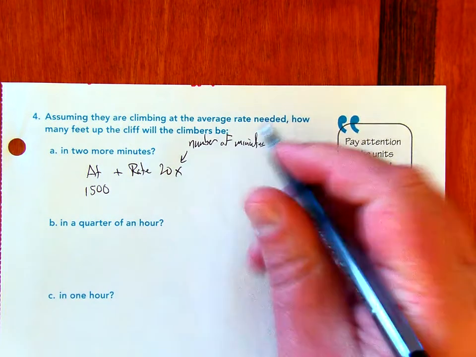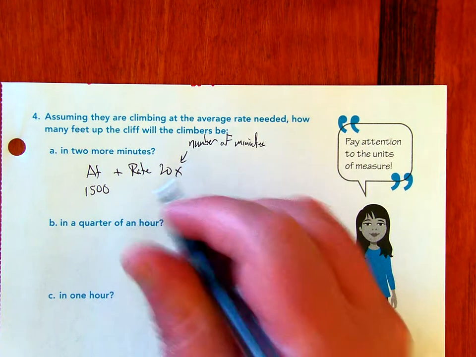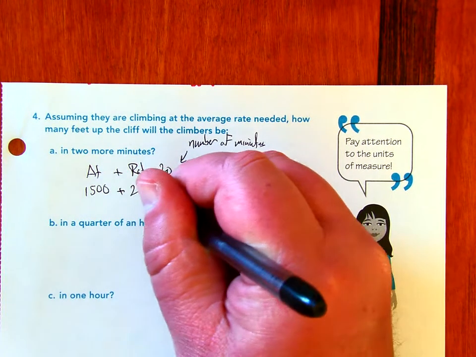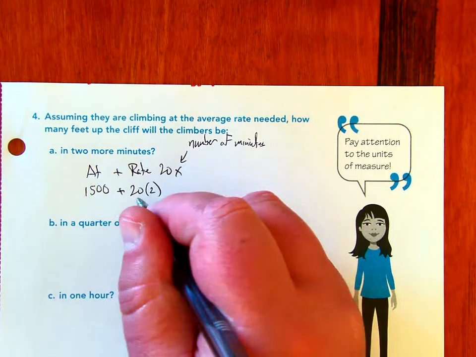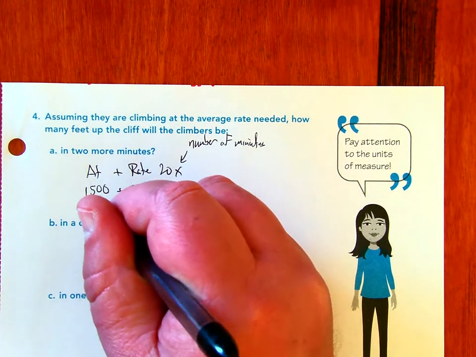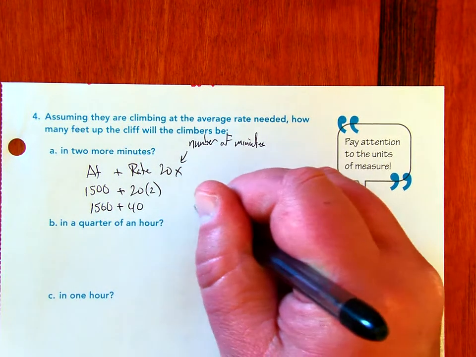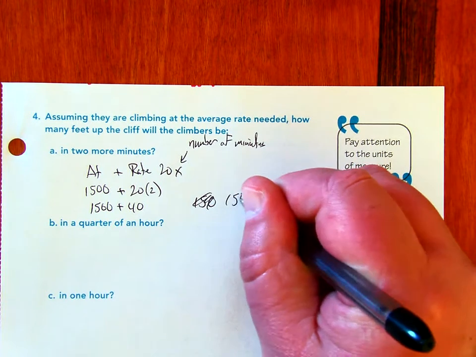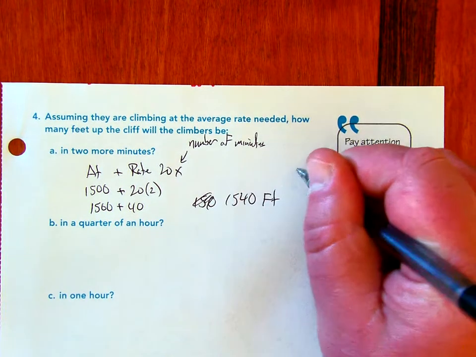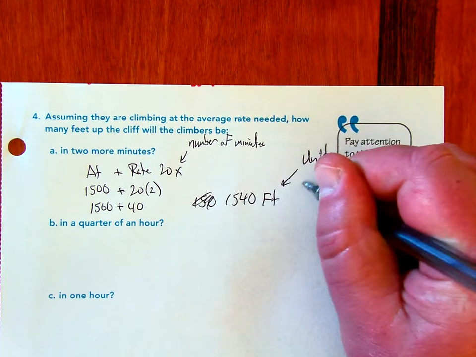So, in 2 minutes plus 20 times 2 is 40 more feet. So 1,500 plus 40, they are at 1,540 feet. Again, units matter.